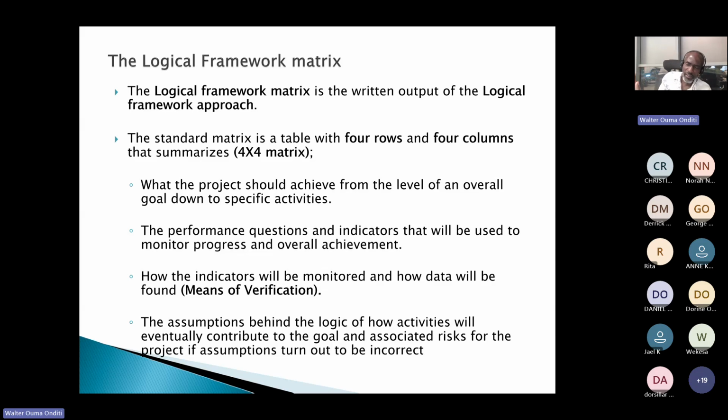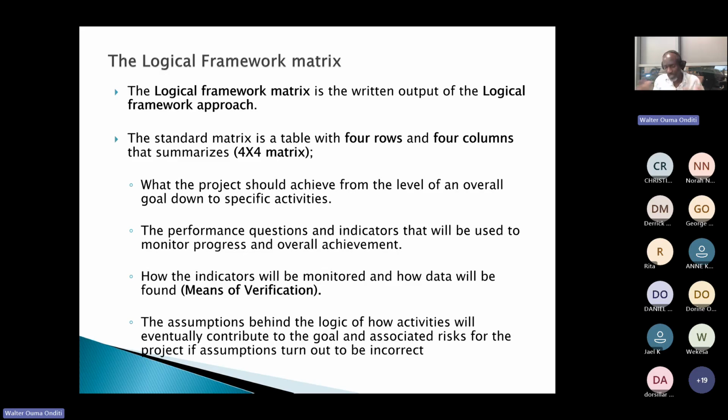This is something I may want to dwell on, and I was actually moving to this part now, the written output. I've just used different words, but the critical part is bullet 2. A standard matrix is a table with 4 rows and 4 columns. It's not always the case. You are likely to come across 4 by 4, 4 by 5, 6 by whatever, anything. But for now, let's use what is in the definition.